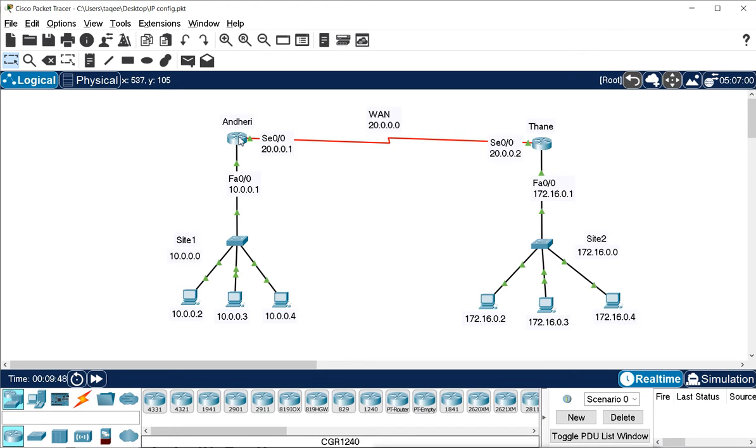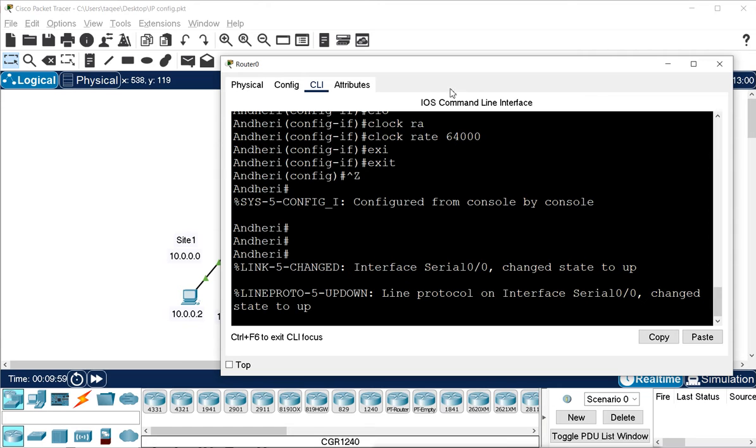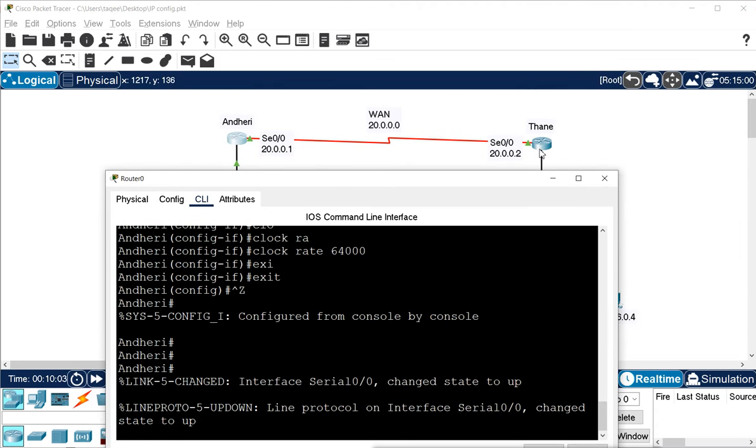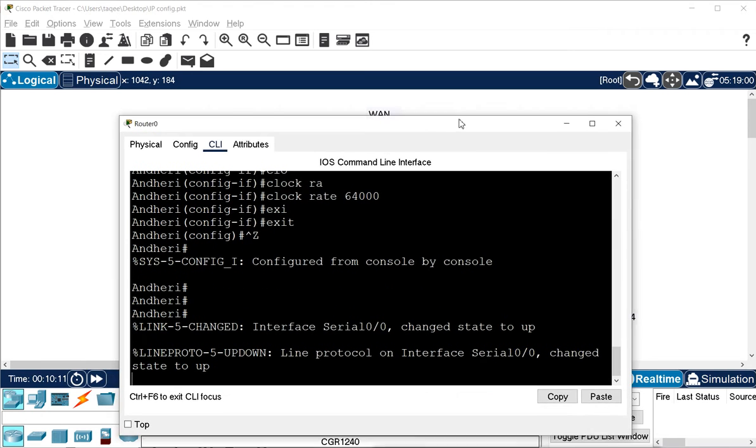So the router is connecting these three different networks together, and the IP addresses are connected. Now if I go to this router and want to see whether I am connected to the other router or not, I will try to ping this IP 20.0.0.2.